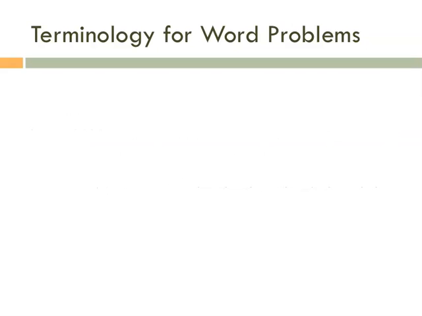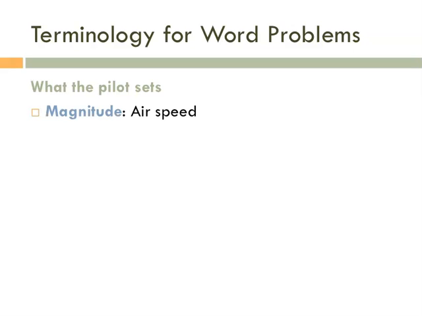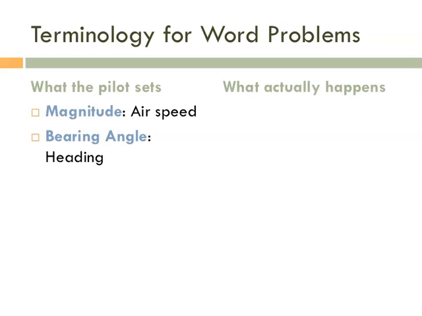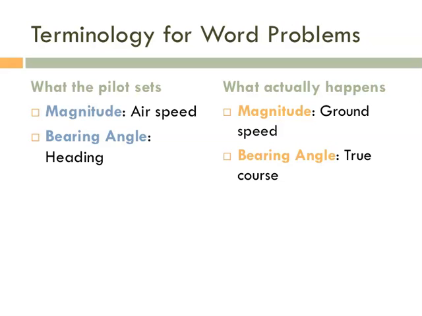Another way to separate these two is what the pilot sets versus what actually happens. The pilot sets the magnitude and the bearing angle, so that's the airspeed and the heading angle. What actually happens: the magnitude is the ground speed and the bearing angle is the true course.